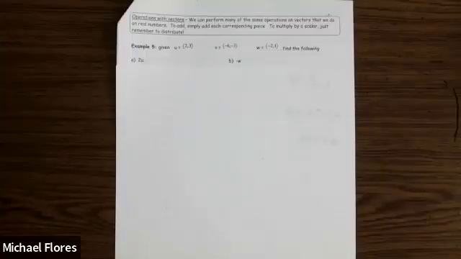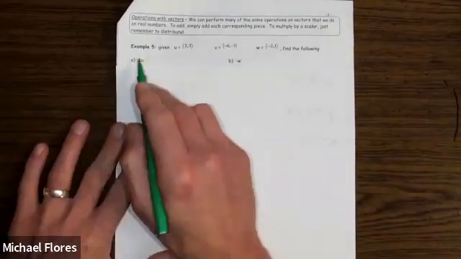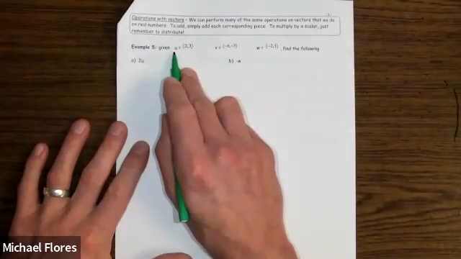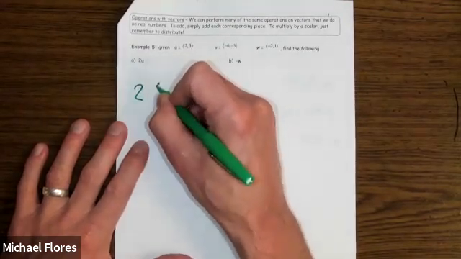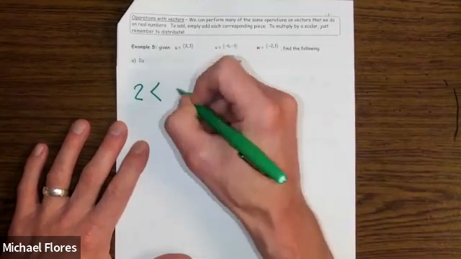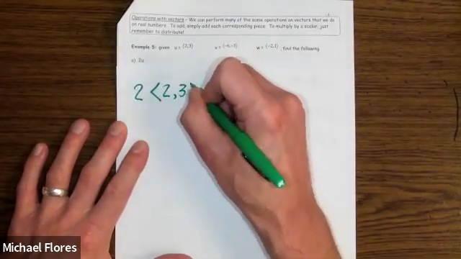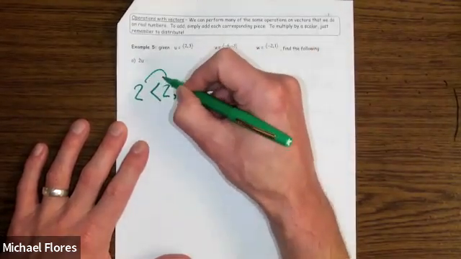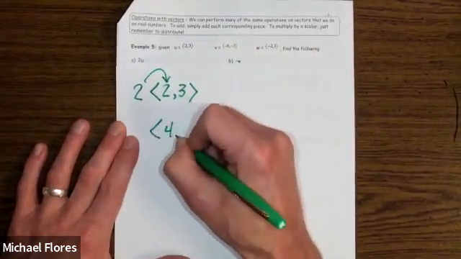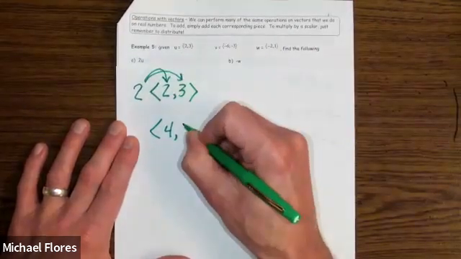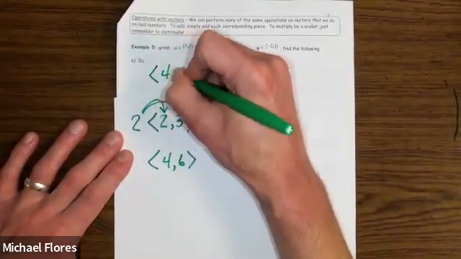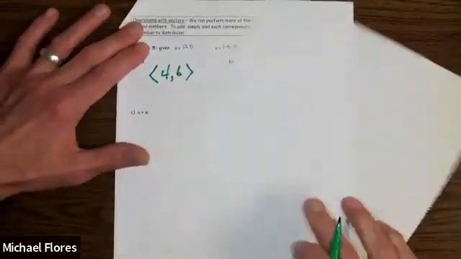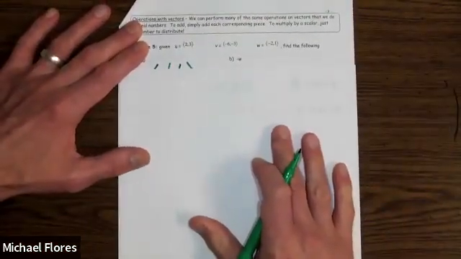And then the last page, we're going to perform operations with vectors. We've done stuff very similar to this before. This really isn't too hard. So we're doing 2 times u. U is component vector 2, comma 3. So I would just start with a 2, and then substitute for u our component vector 2, comma 3. And then distribute. 2 times 2 is 4. 2 times 3 is 6. So that's your answer for A. 4, comma 6.